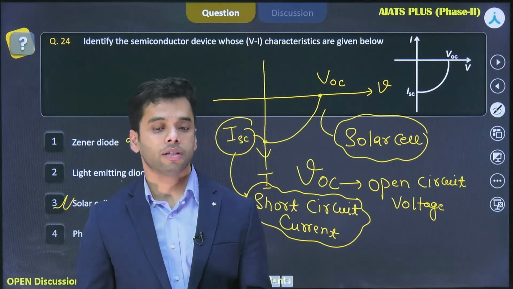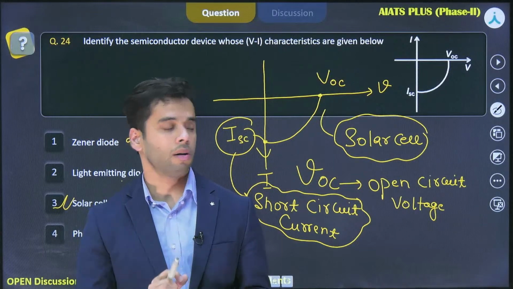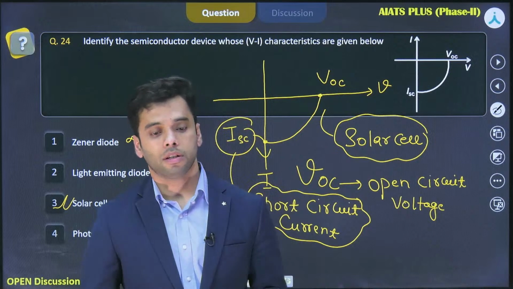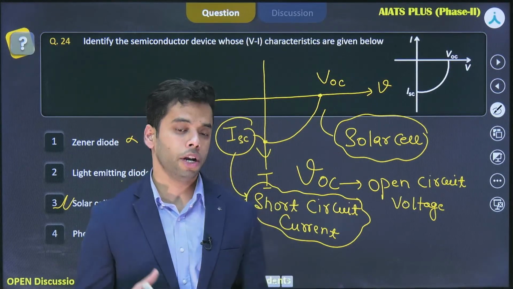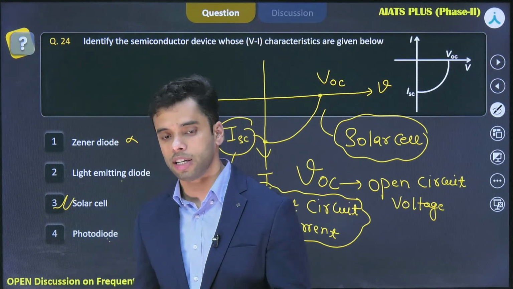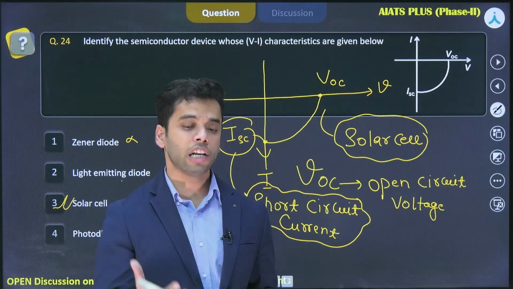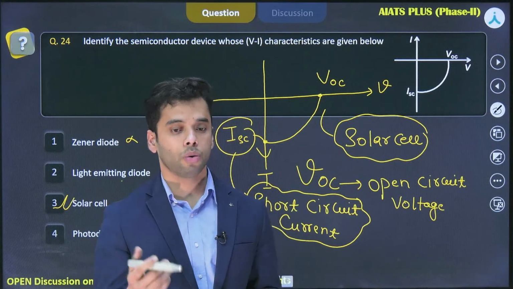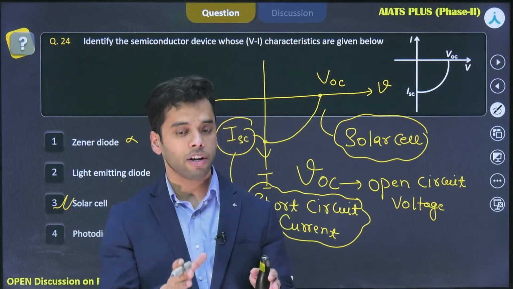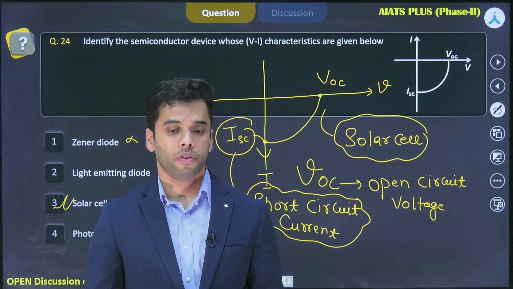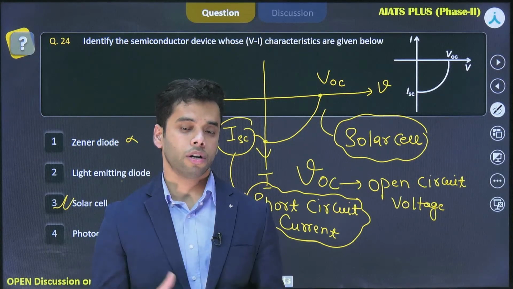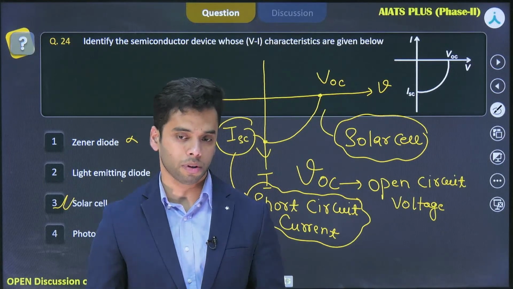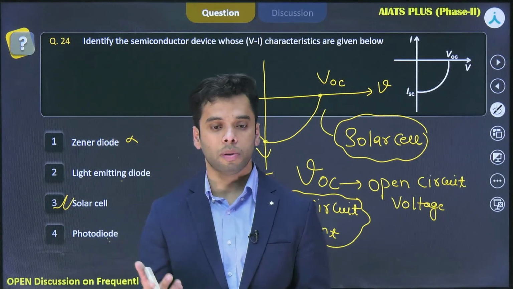Can anyone tell me in which quadrant the IV characteristic of a photodiode will lie? Someone is asking where to attempt the question. You need to enroll in our test series AIATS Plus, and there you will get the question paper which we are discussing over here. So yes, third. Dear student, you need to enroll into the program to get the question paper, and these are questions from the original paper only.